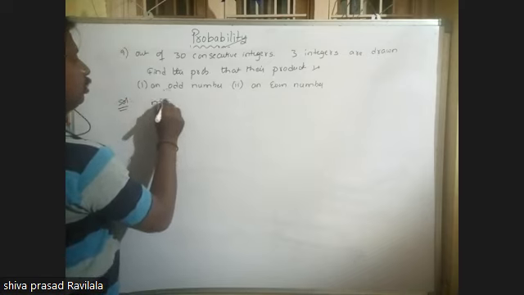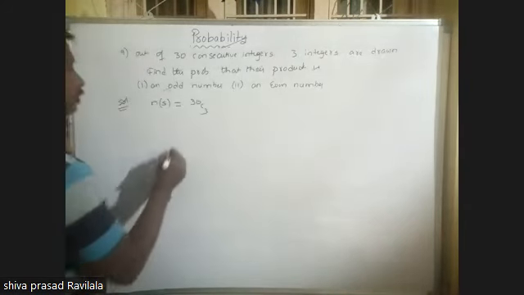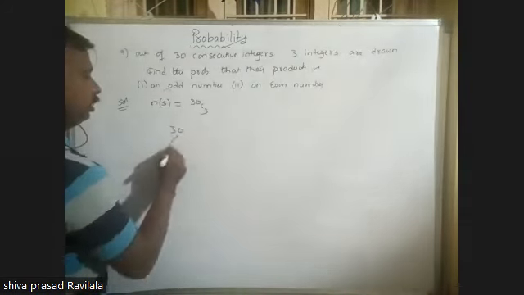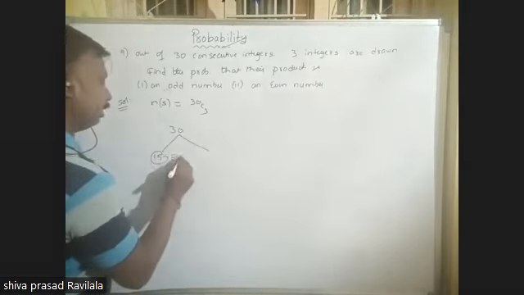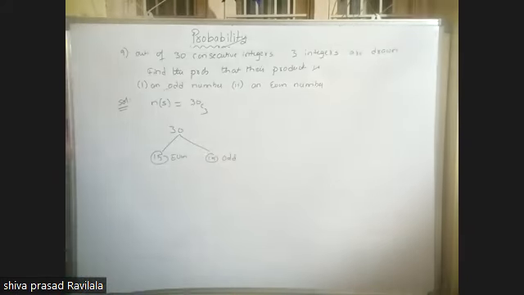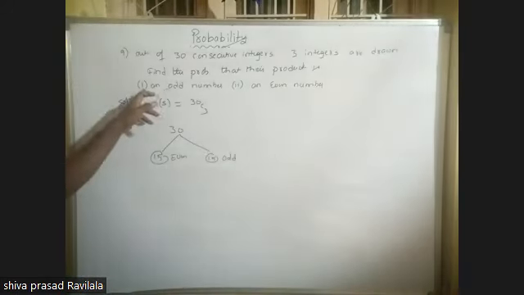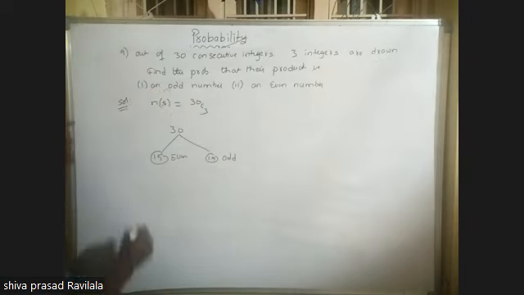N of S is equal to 30C3. Again, same case. In the 30, we have how many? 15 even and 15 odd. Let capital A be the event that the product will be an odd number. Product of 3 numbers is an odd number. And how do you take the 3 numbers?